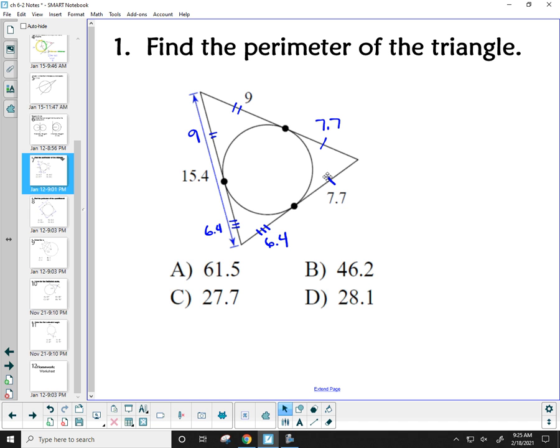Maybe one more time. All right, so on this first one here, we had finished adding up all the sides, and I got, I don't remember anymore, 46.2. What do you got on that one?